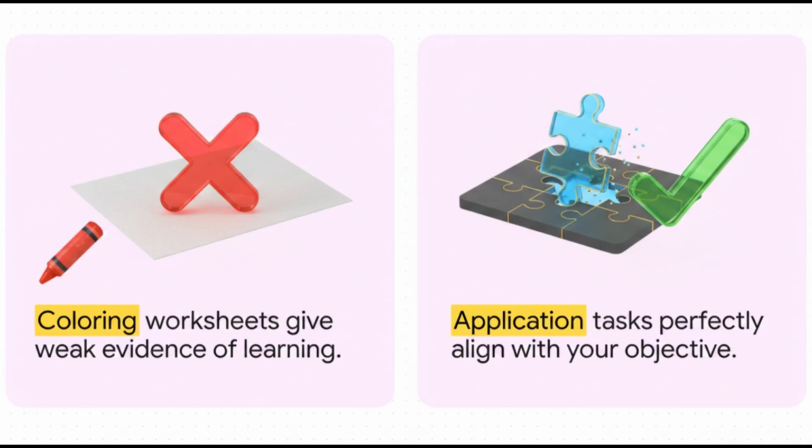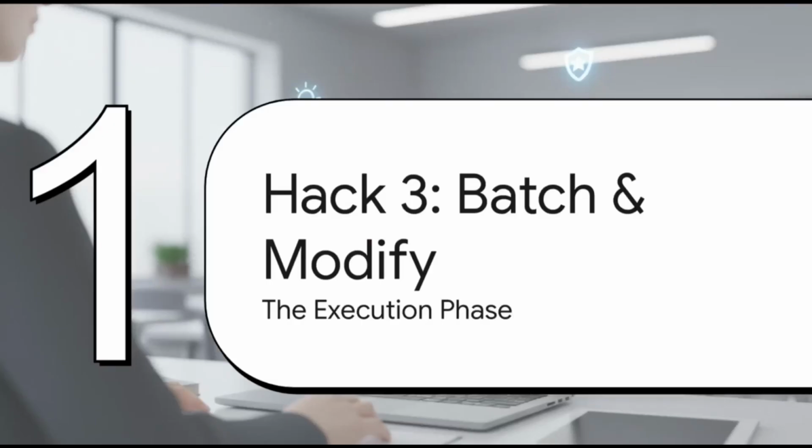Instead, pull application tasks from your bank. Things like a simple 2-minute student demonstration at their desk. Remember, your activity must strictly align with your learning objective if you want true evidence of mastery. Next up, Hack 3, Batch and Modify.